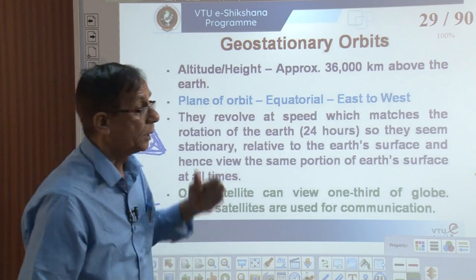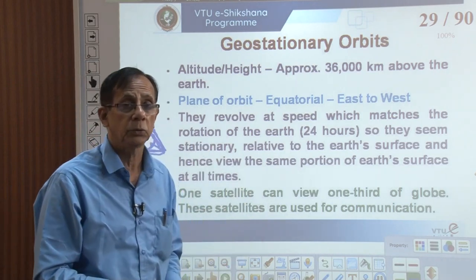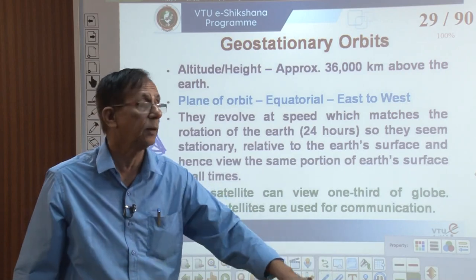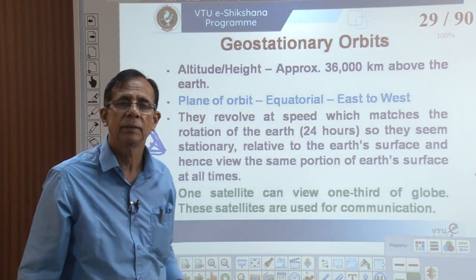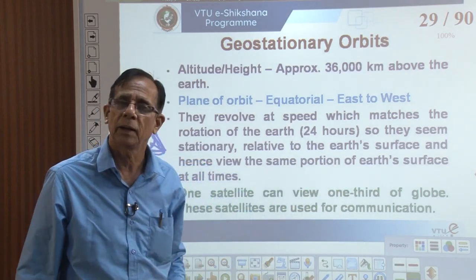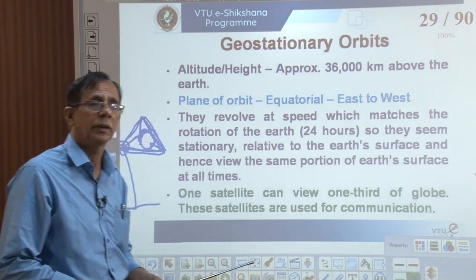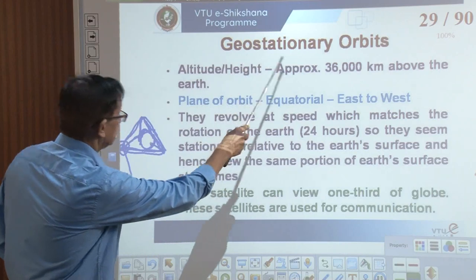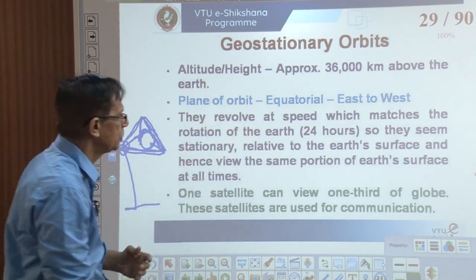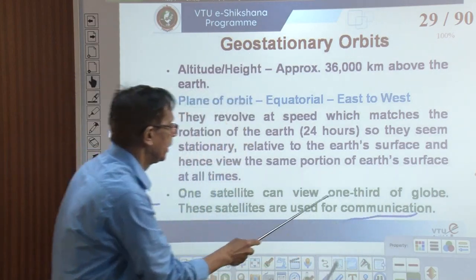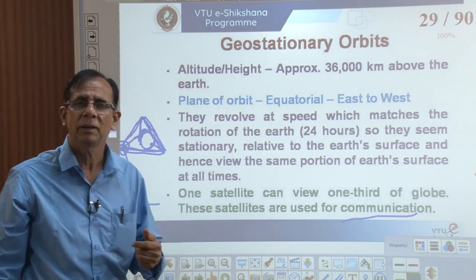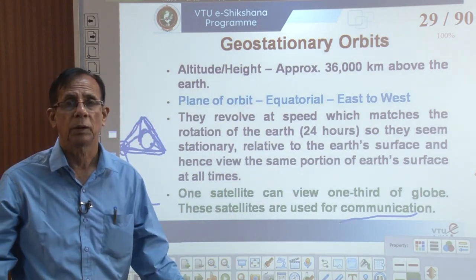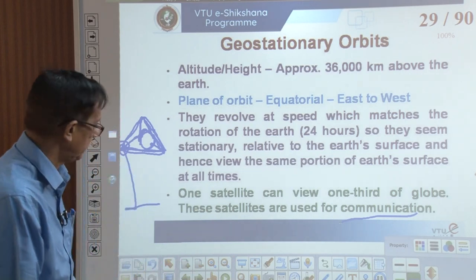Therefore, in real time I am able to see exactly in the Olympics when a runner crosses the target line. So we are able to see. This is functioning in geostationary orbit, and this is useful in communication and only rarely in earth resources mapping, etc.